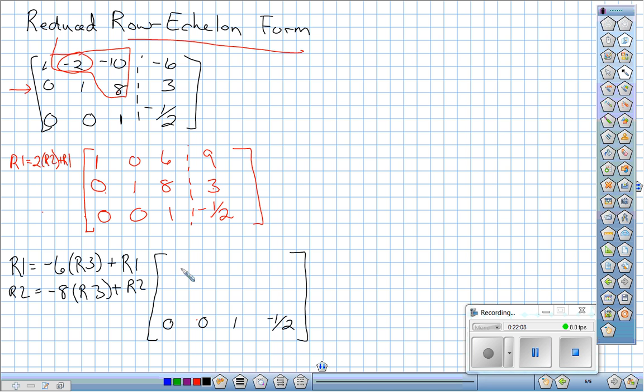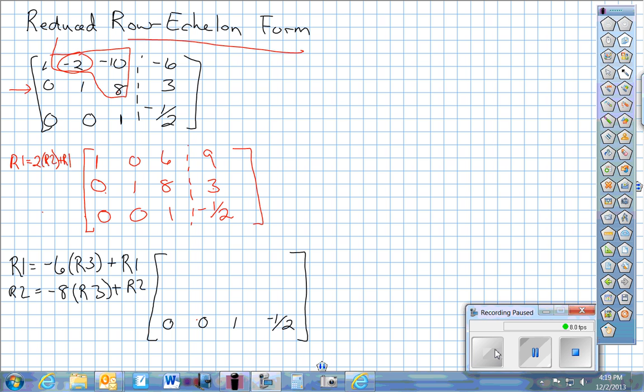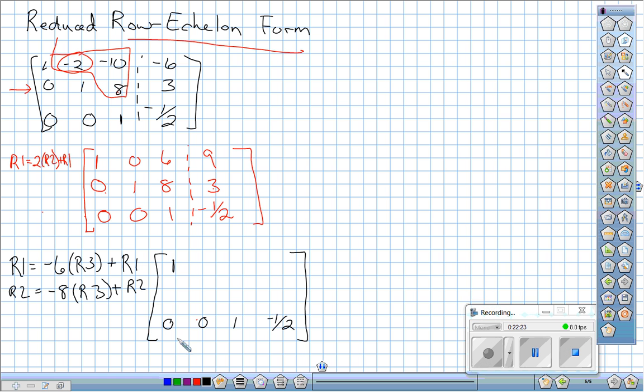Okay, so if you guys have noticed, your 1s and your 0s are going to stay 1s and 0s, but we'll go through it just to do the steps. So I will take negative 6 times 0 and add that back to 1. That gives me 1. Then I will take negative 6 times 0 and add that back to 0. That gives me 0. Then I will take negative 6 times 1 and add that back. That will give me 0. And then the one that's actually going to matter over here at the end, I take negative 6 times negative 1/2. That will give me positive 3. Positive 3 plus 9 gives me 12.